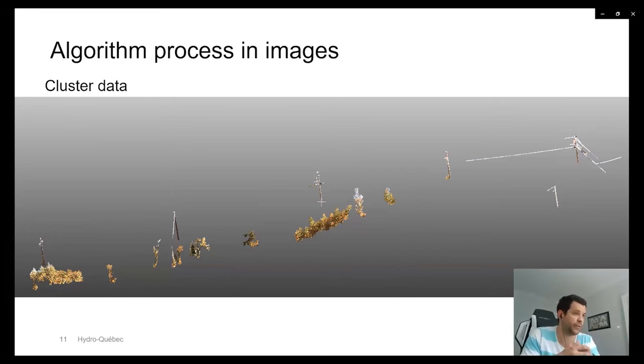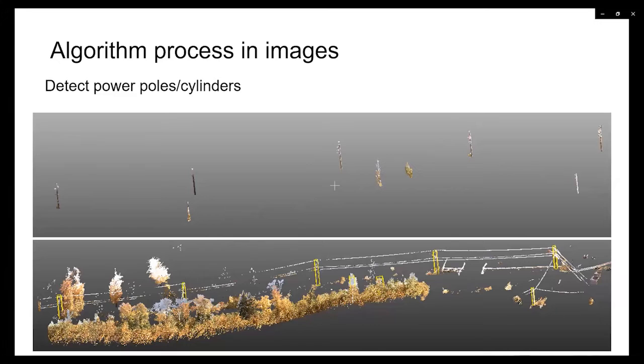Now that we have clusters, for each cluster we try to detect cylinders, always by using the PCL library. And we obtain these results. As you can see, our algorithm was able to detect poles correctly. However, as you also can see, there are two mistakes here. That's what we call false positives. The algorithm thought it was a pole, but in fact it's trees. But for this one especially, it really looks like a pole.